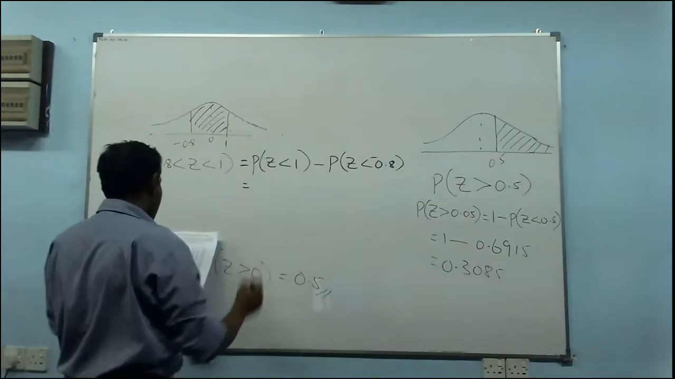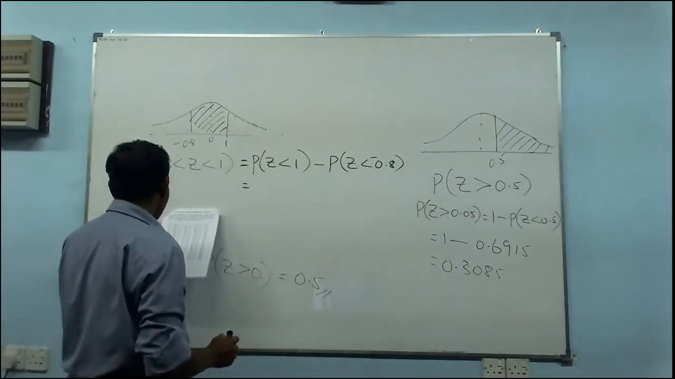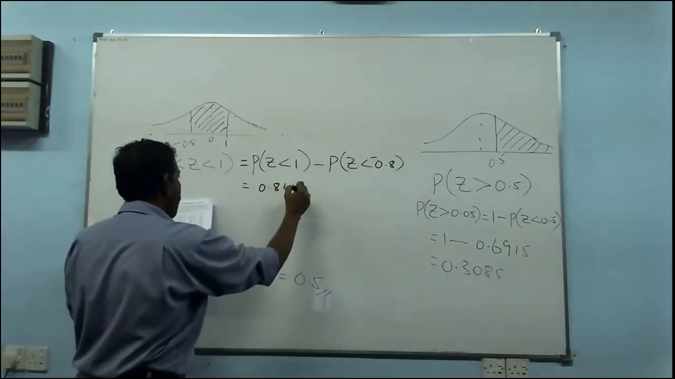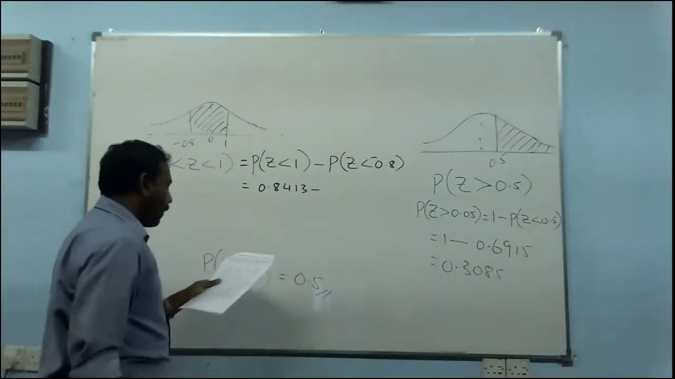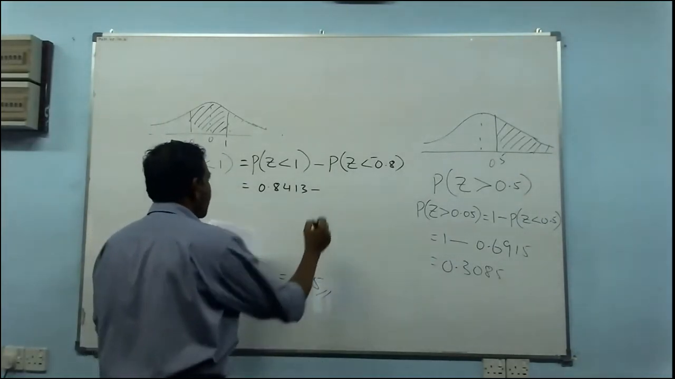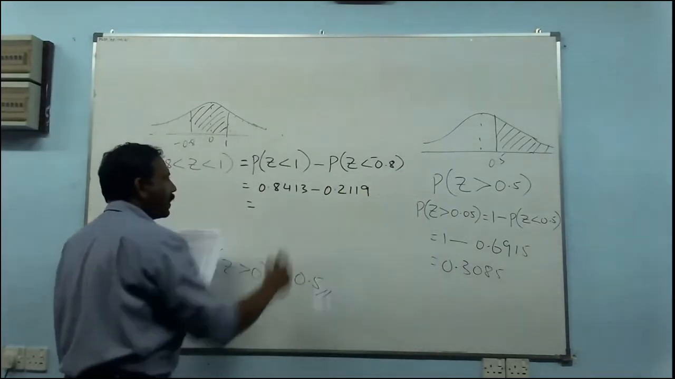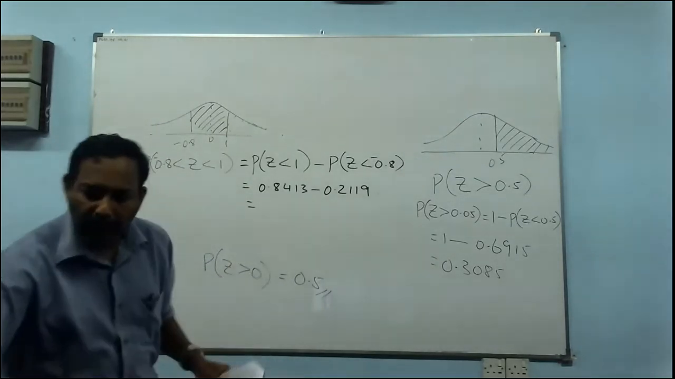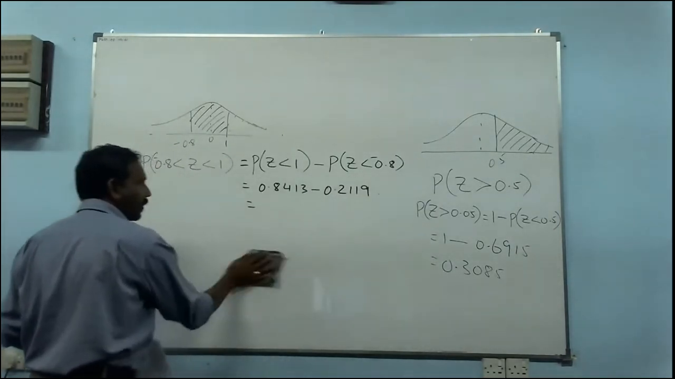So if you look at the value for that, 0.8413 minus the z value of minus 0.8, it is 0.2119, 0.211. So get the answer. Simply solve this, then that is your answer. Any questions?